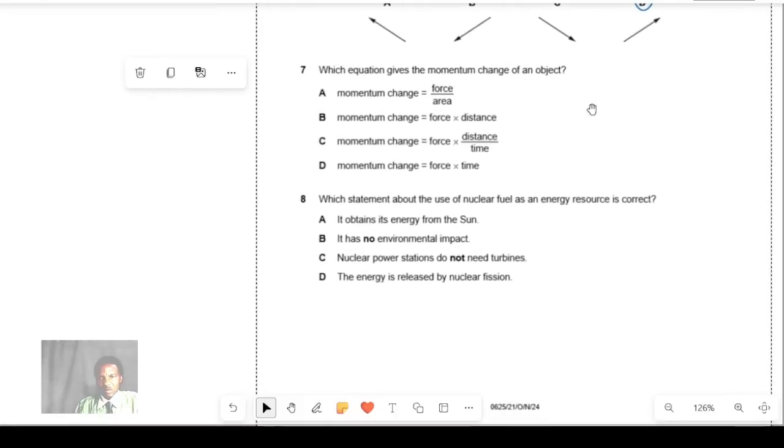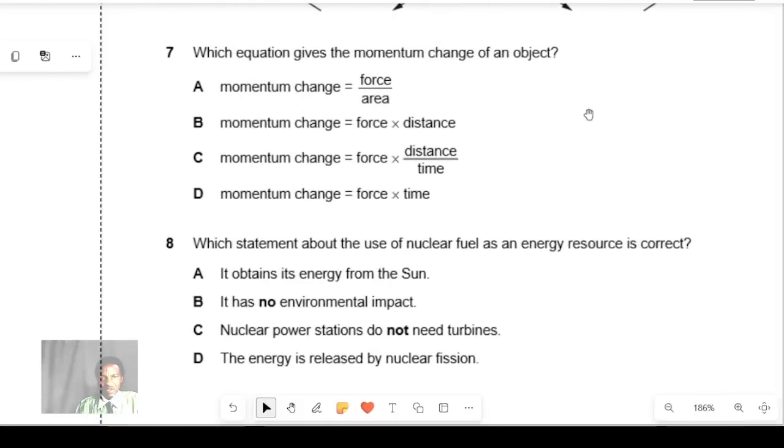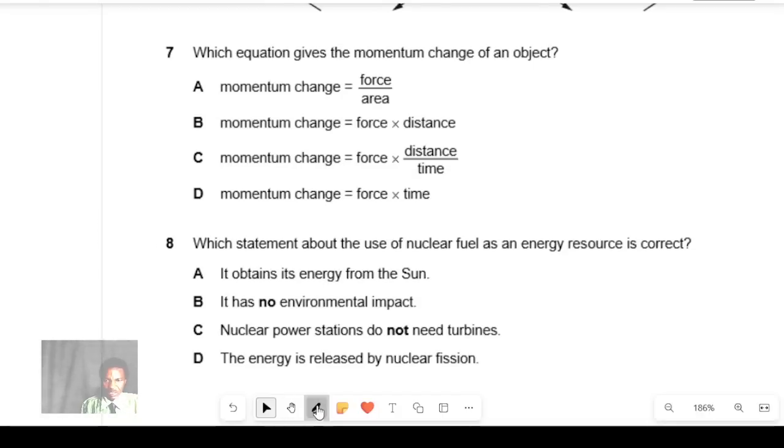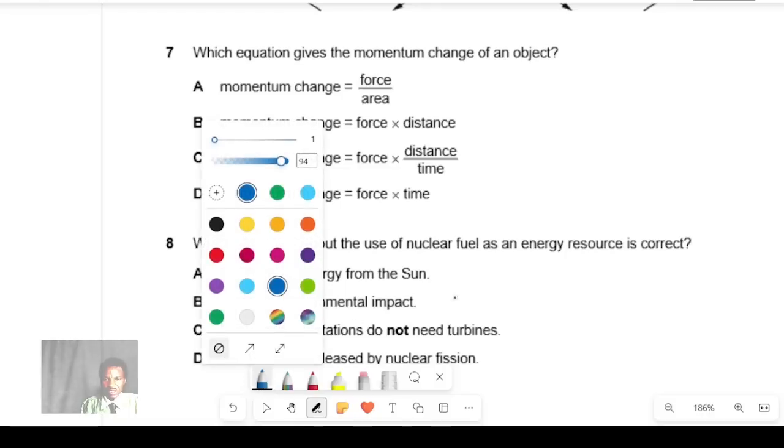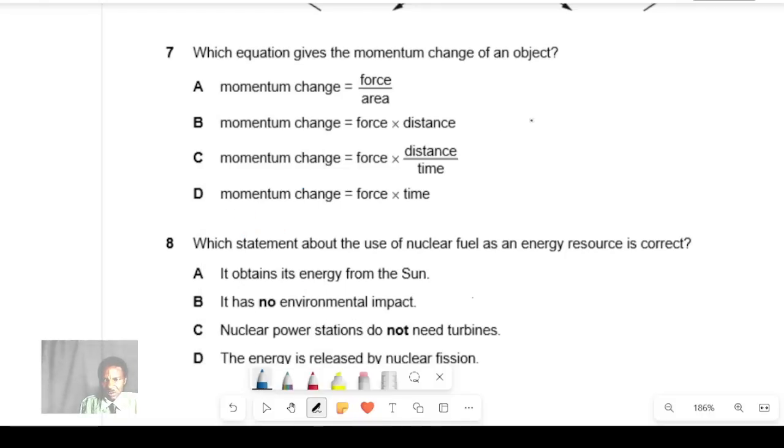So let's look at question 7. Which equation gives the momentum difference acting on an object? So if we want to calculate the momentum difference acting on an object, we know that the difference in momentum is equal to the product of the force acting and the time with which it acts. So the answer is D.